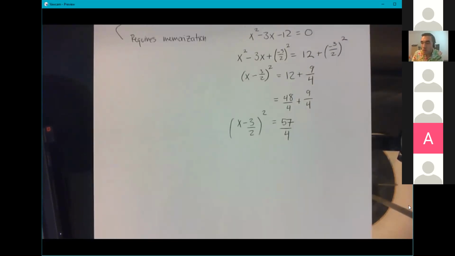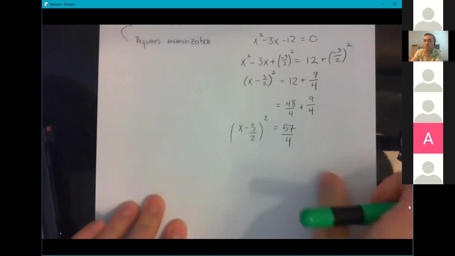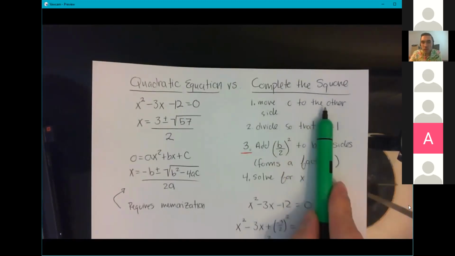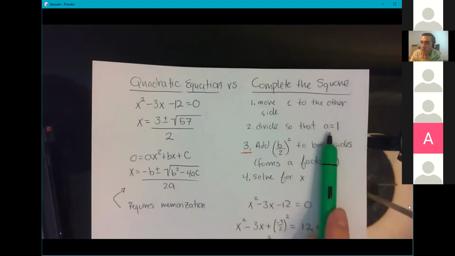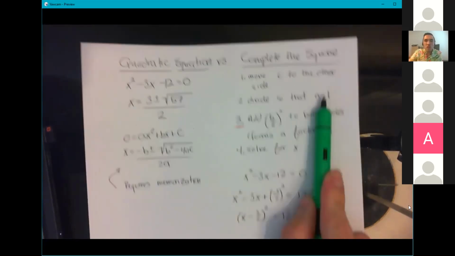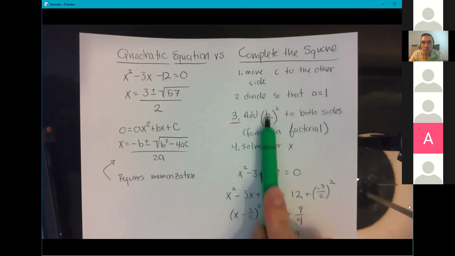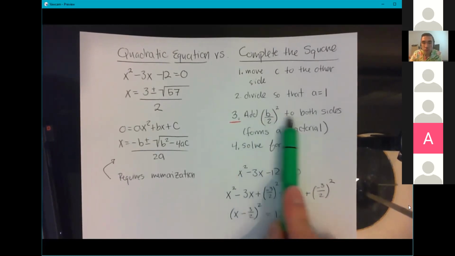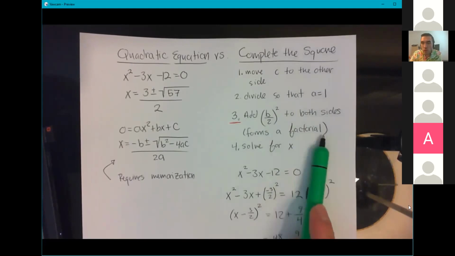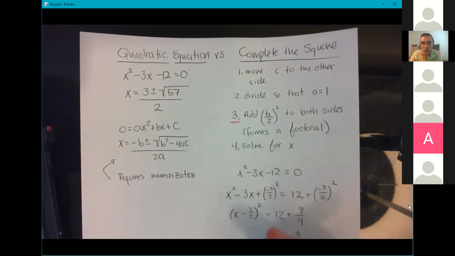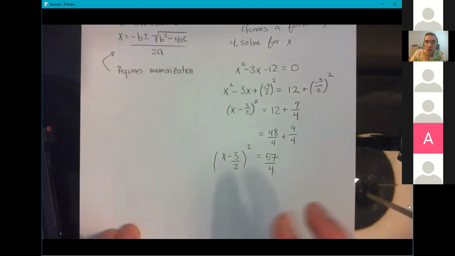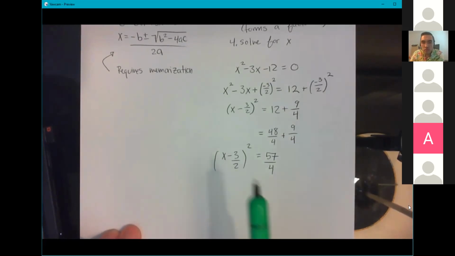Okay. So now we've done the first 3 steps of completing the square. We moved c over to the other side. We divided it so that a was 1, which we didn't really do here because a was already 1 when we started off the problem. We added b over 2 squared to both sides so that it makes a perfect square. And now we're on the final step. All we have to do now is solve for x. How do I solve for x? How do I get x alone here?